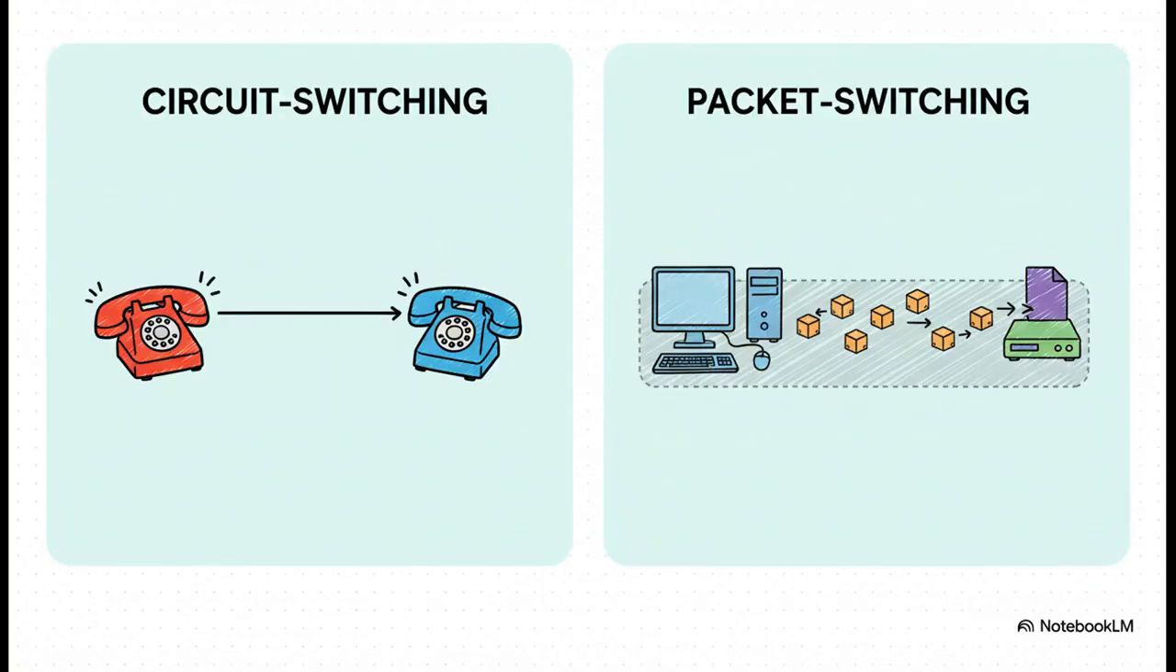Now, the way the internet works is totally different from, say, an old-school phone call. A phone call uses what's called a circuit-switched network. It creates a dedicated, unbroken line just for you. The internet uses packet switching. It basically chops your data, your email, a picture, whatever, into tiny little packets, sends them out individually, and then puts them all back together on the other end. It's way more efficient, and it's what allows millions of us to be online at the same time.